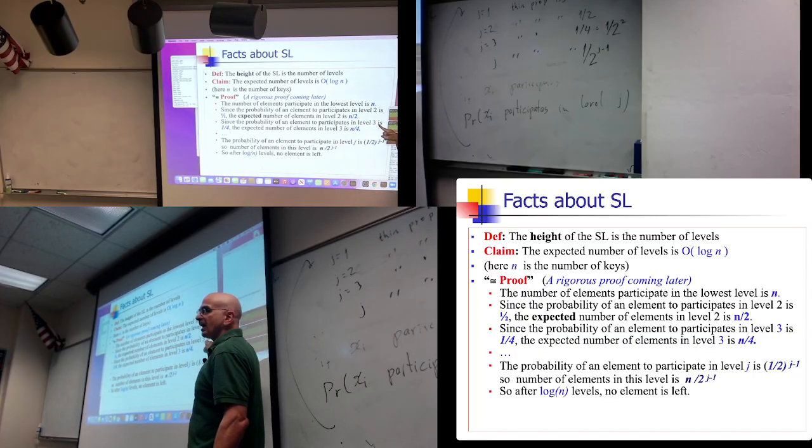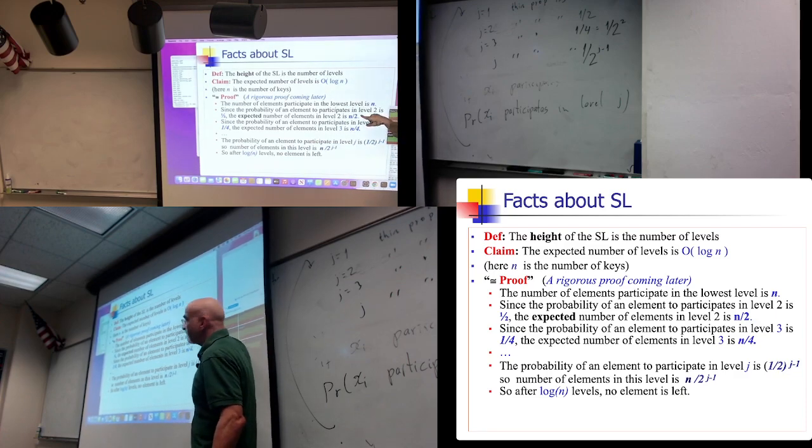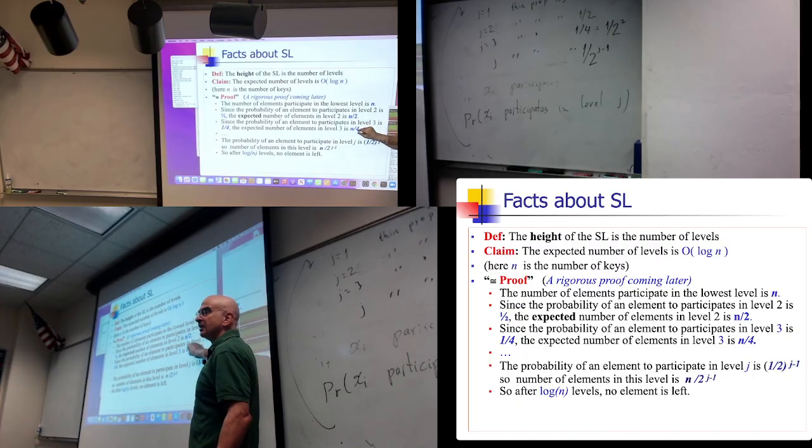Now, to ask how many elements are in level 3, again, I can ask from this subset, that I'm not sure what its size is, what the probability is that you are going to this subset. That will be really hard to calculate.